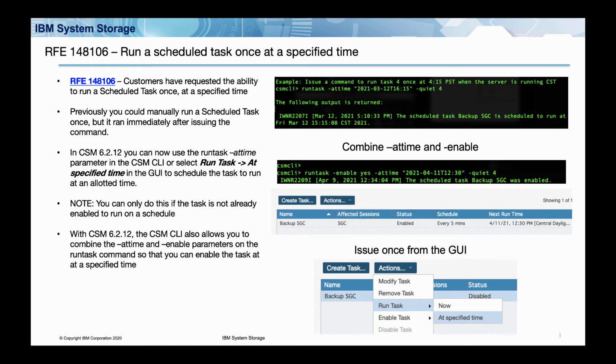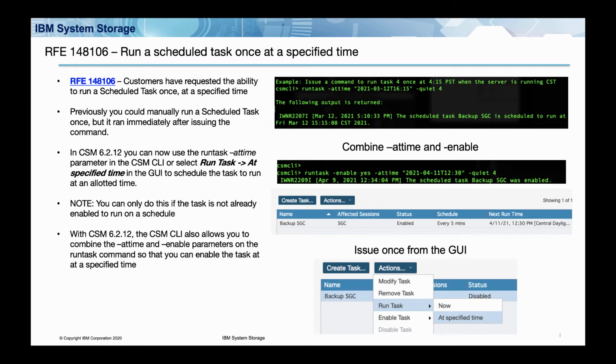So there was no way to have a customer schedule that task to run once sometime in the future. For example, maybe you had some plans to do something overnight. You didn't necessarily want to log in at 1 a.m. and click the run task. Well, now with this 6.2.12 release, you can use the -@time option, or in the GUI, you can use run task at specified time and select it to run once at the time you give it.